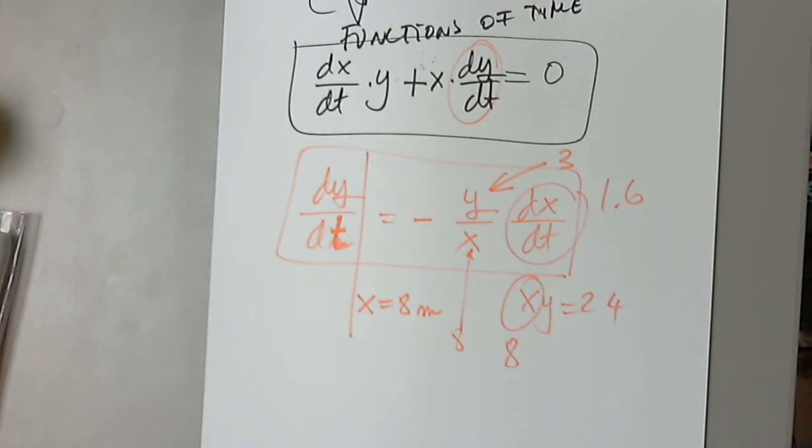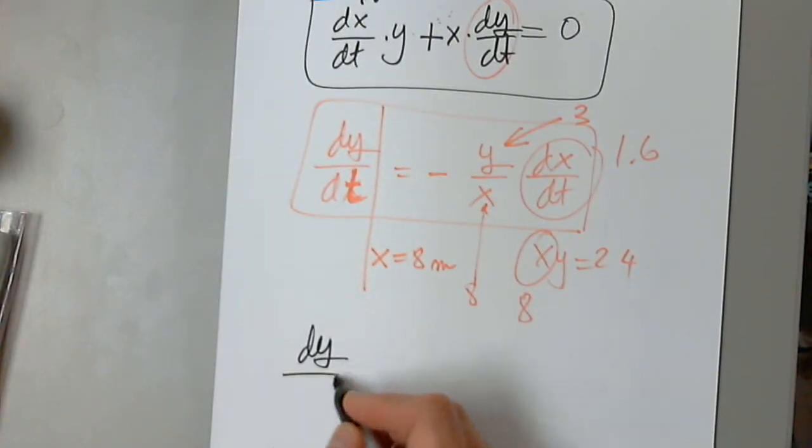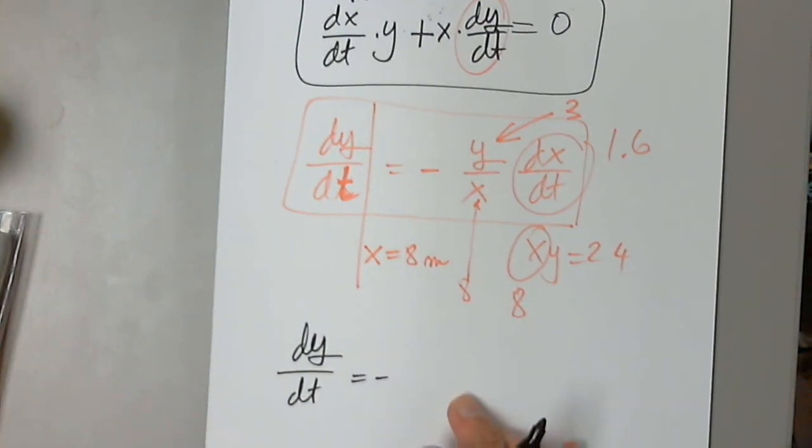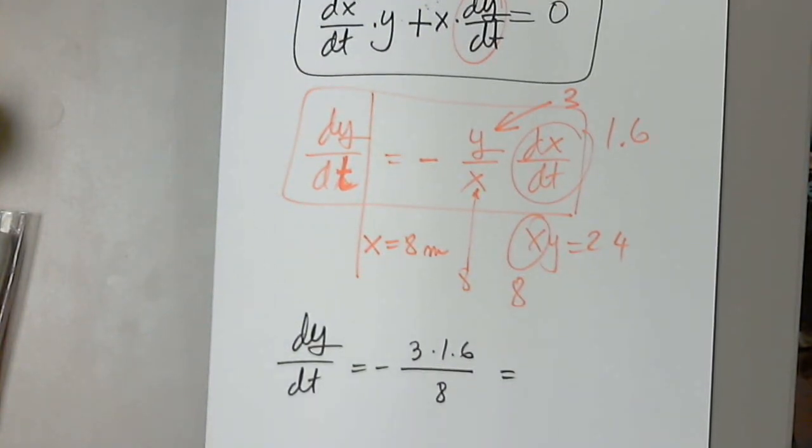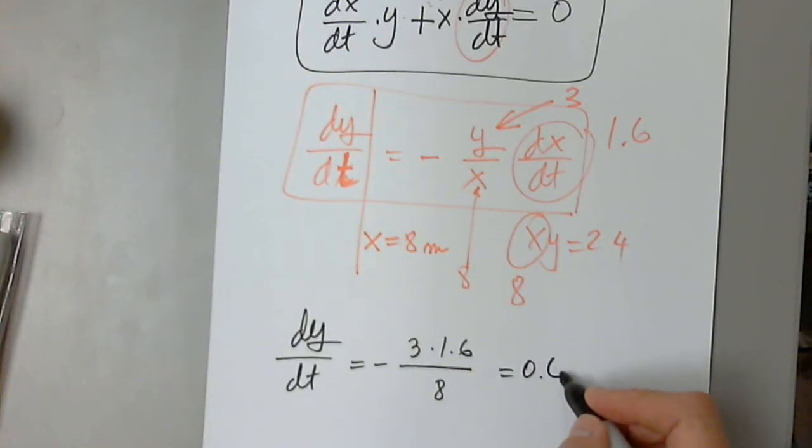Okay, so then dy over dt is indeed negative as we expected. 3 times 1.6 divided by 8. So we get, what is it, 4.8, right? Divided by 8. Oh, yeah, I didn't have to use any, of course. 0.6, what?